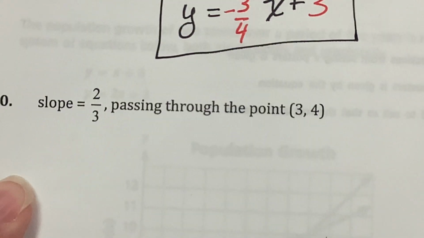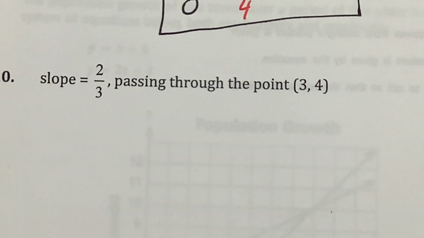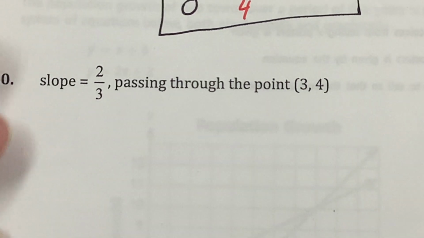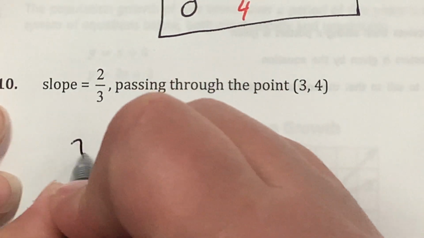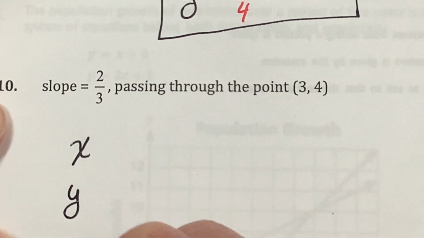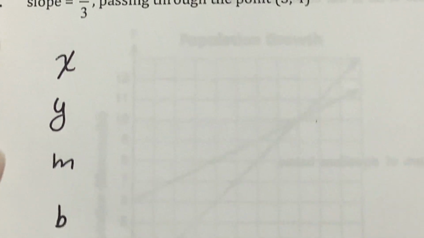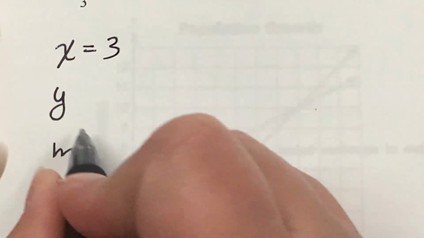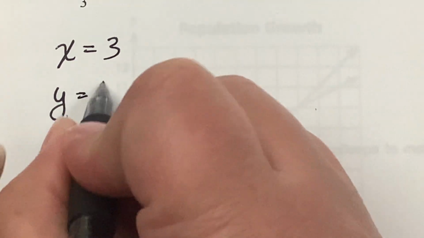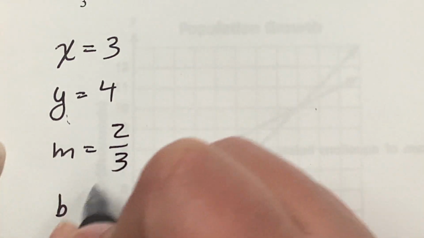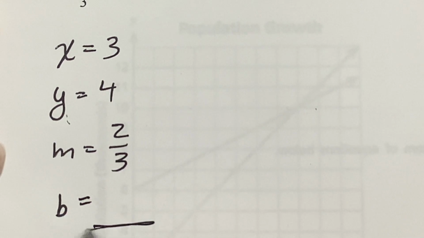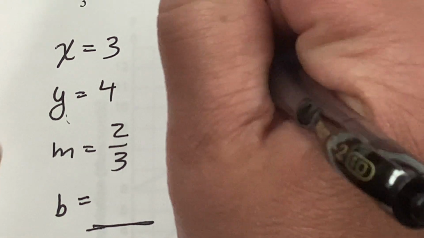Slope, 2/3, passing through the point, 3/4. Remember doing these. You have to have an x and a y and an m and a b. Now, we know x is 3. We know y is 4. We know m is a silly fraction, 2/3. And it's b that we don't know but that we need to find. Use y equals mx plus b.